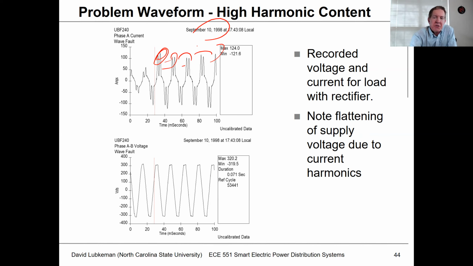And you can see what this is doing at the load is causing some distortion in the load voltage. In this case, it's kind of causing the tops of the voltage waveform to be clipped or flattened a little bit. And this could be an issue if you have loads in parallel that are sensitive to this change in voltage.